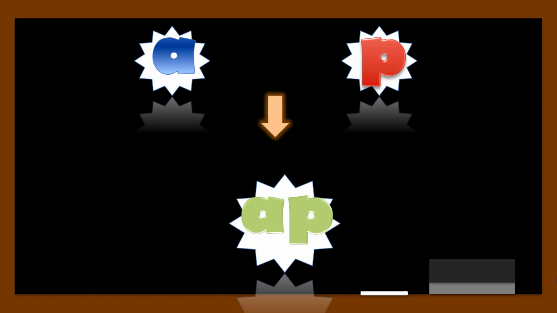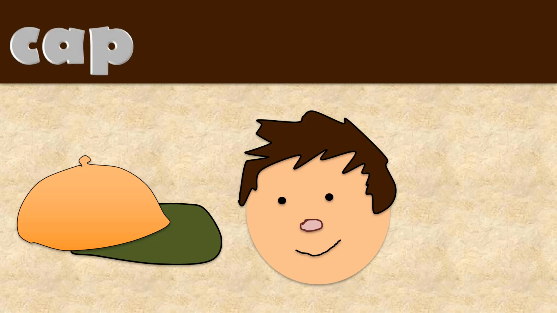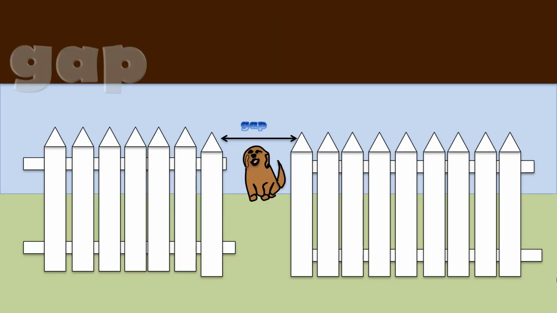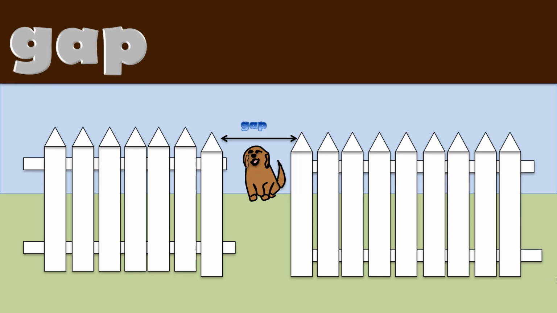Together make app. Now you say app. Good. Cap. It spells as C A P. Cap. Gap. It spells as G A P. Gap.